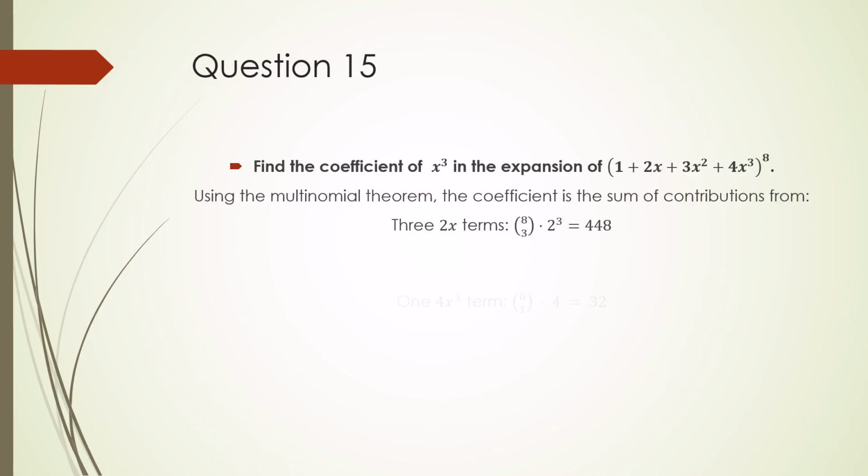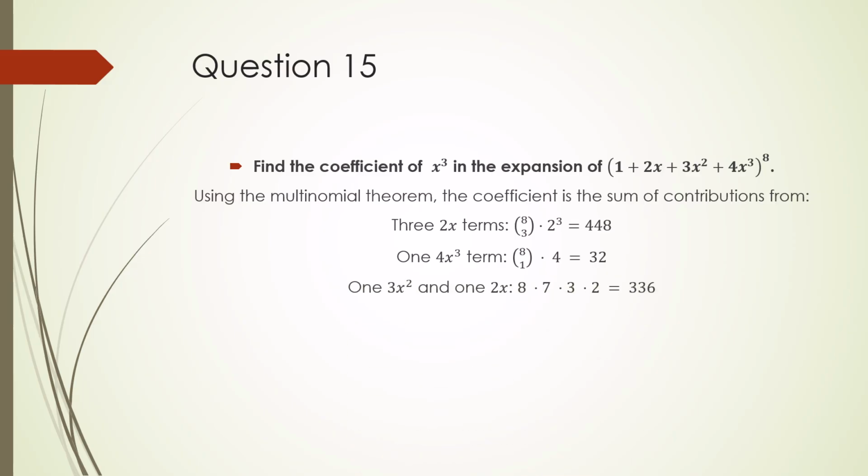For the second case, we only have the 4x cubed term, and this term will directly contribute to x cubed. The number of ways to choose one term from 8 is just 8, and the coefficient from 4x cubed is just 4, and so the total contribution to the coefficient of x cubed in this case will be 8 times 4, which is 32.